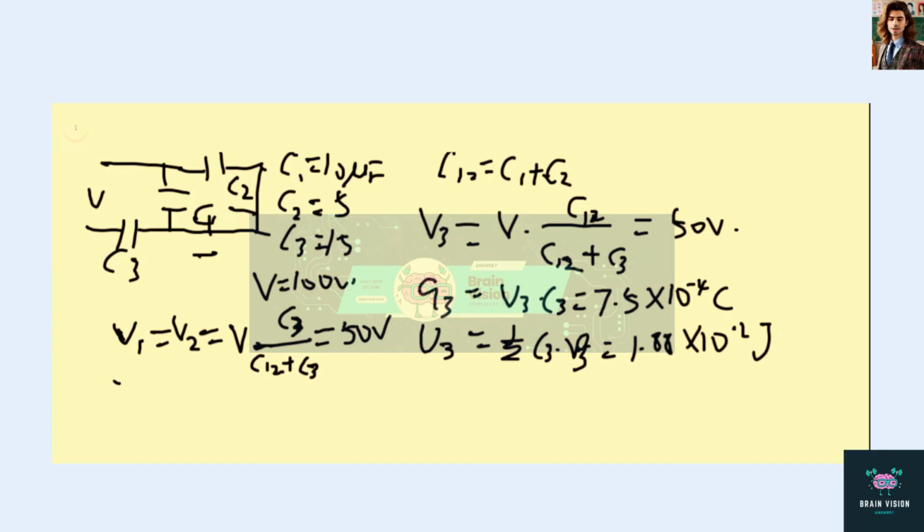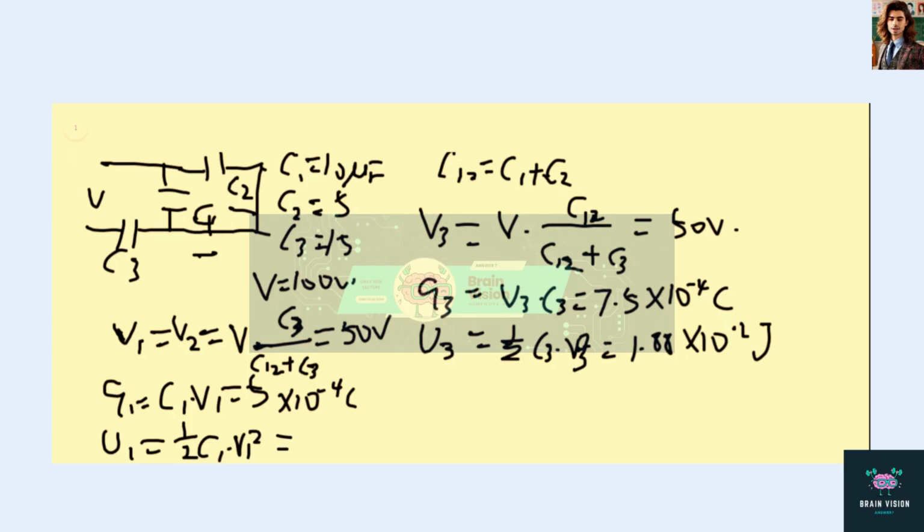And you can find out the Q1 equals C1 times V1. So this value is 5 times 10 to the negative 4 coulombs. And U1, which is the energy stored in C1, is half C1 times V1 squared. So the value is 1.25 times 10 to the negative 2 joules.